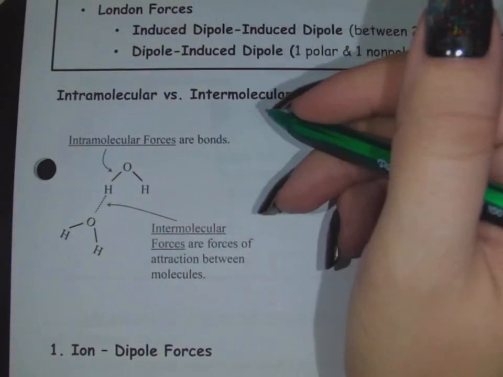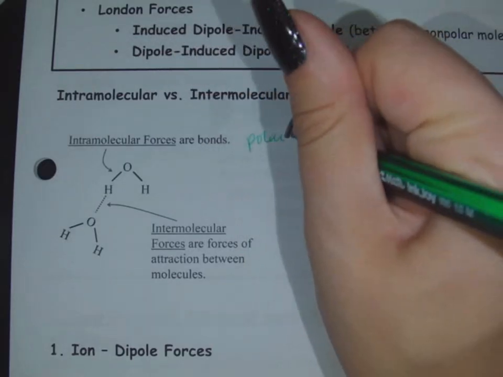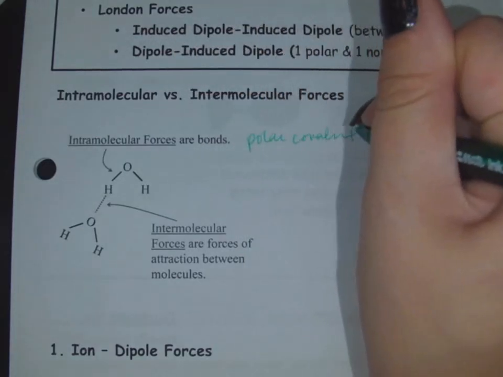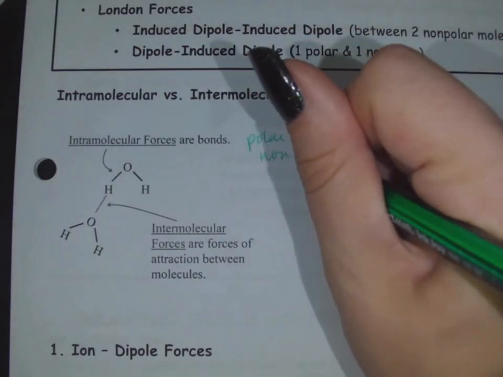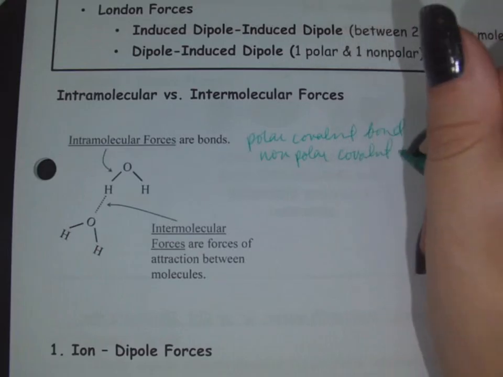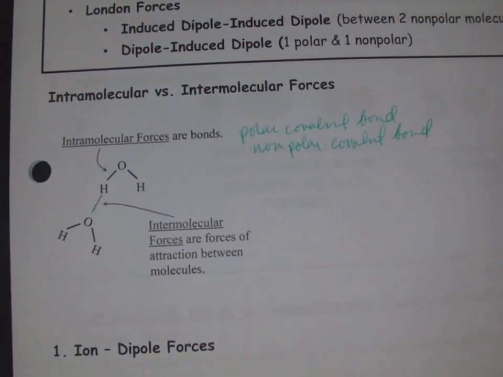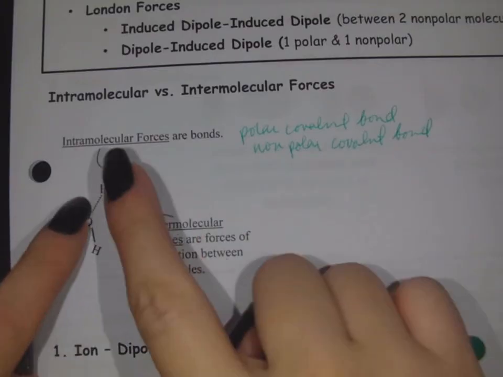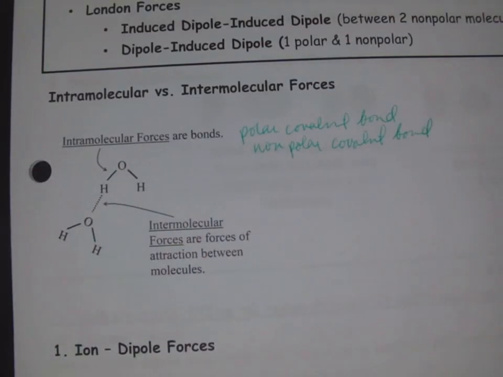So an intramolecular force is a polar covalent bond or a nonpolar covalent bond. Okay. So you can have polar covalent bonds or you can have non-polar covalent bonds. That's what's holding the atoms together inside of a molecule.